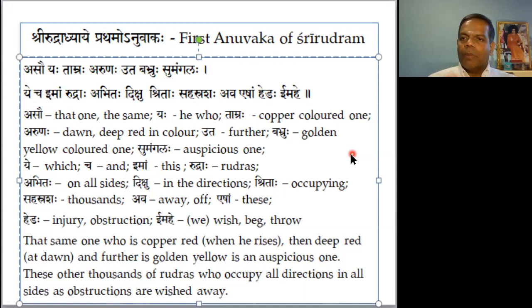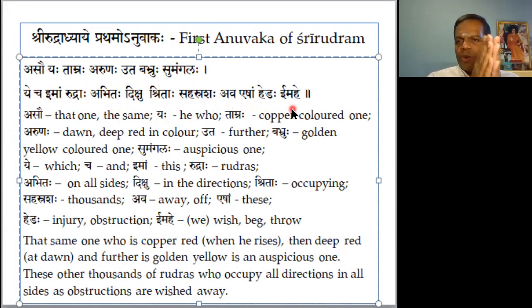Asau yastamro aruna uta babrus sumangalah, ye chemam rudra abhito dikshu shritah sahasrasho avaisham heda imahe.